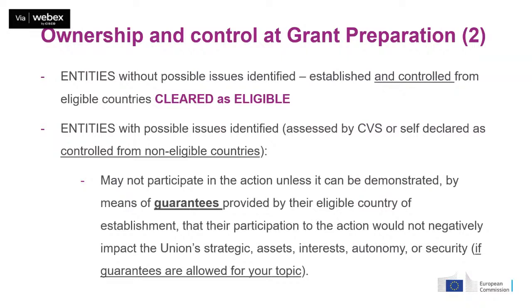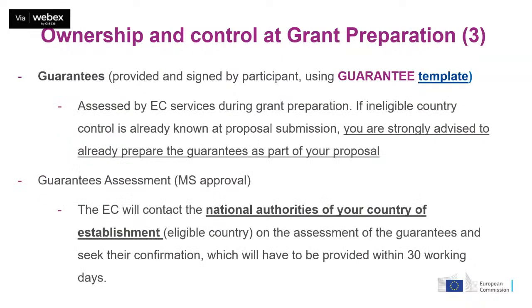There is a specific template for the guarantee letters, and also all the requirements that you need to fulfill in the guarantee letters are already prescribed in the call documents. We can go further. The procedure, we can go to the next slide. The procedure regarding the guarantees is the following. After we receive your letter of guarantees, they are assessed by the Commission services during grant preparation. Also, the Commission services will contact your national authorities of your country of establishment and seek their confirmation on the guarantee letter. The guarantee assessment and approval or rejection needs to be finalized before the grant signature.